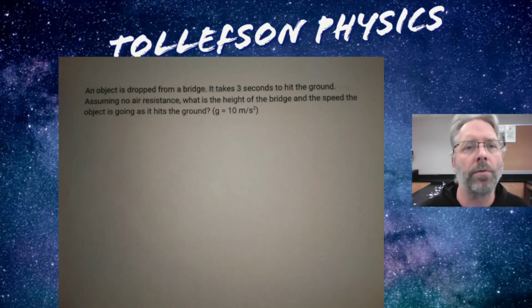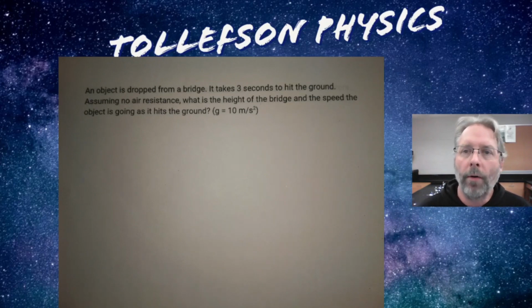So let's read this first one. We have an object that's being dropped from a bridge. We time it, it takes 3 seconds to hit the ground, and we're going to assume there's no air resistance. We're going to try to figure out what's the height of the bridge and what is the speed of the object when it hits the ground.